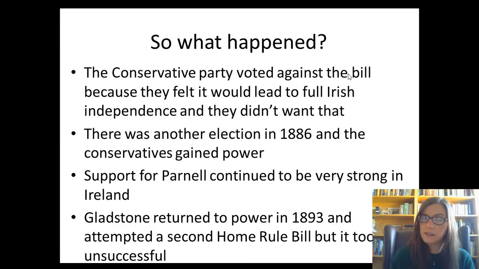But what happened? The Conservative Party voted against the bill. They believed that it would lead to a full Irish Republic or full Irish independence, and they didn't want that. So this brought about a collapse of government. There had to be another election in 1886, and the Conservatives gained power.